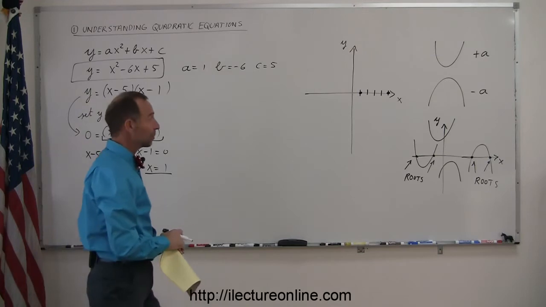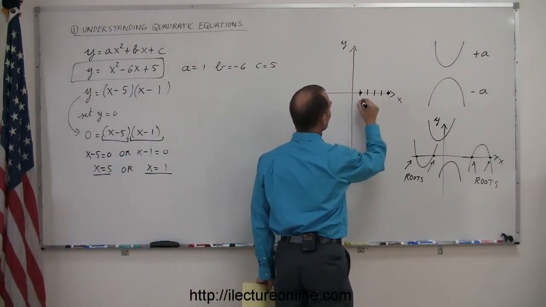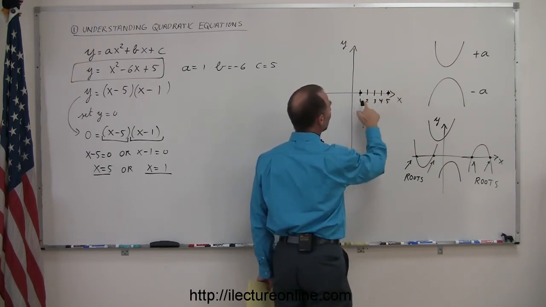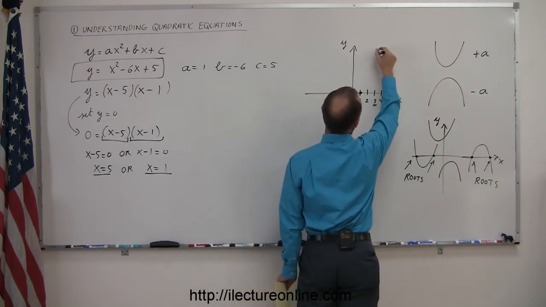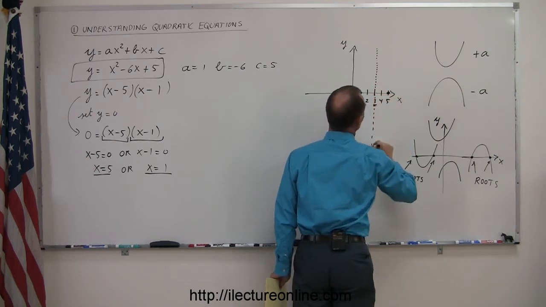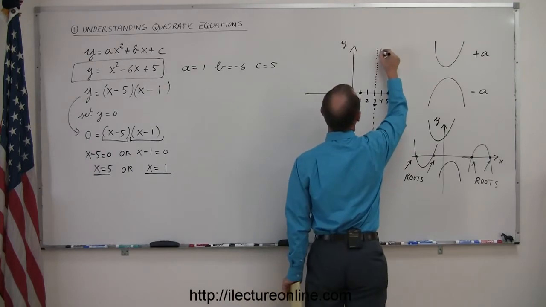It's called the axis of symmetry. If I find the midway point between those two numbers, so this is 1, 2, 3, 4, 5, and so the midway between 1 and 5 is the number 3. If I now draw a dashed, vertical line through the point x equals 3 on the x-axis, that is now called the axis of symmetry.